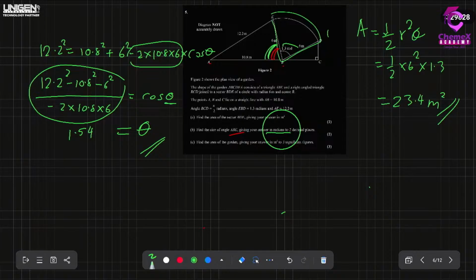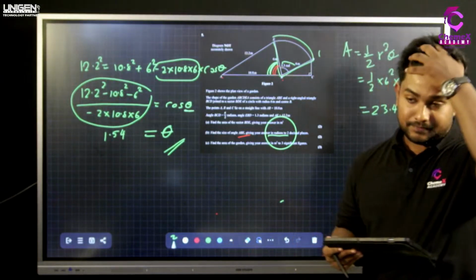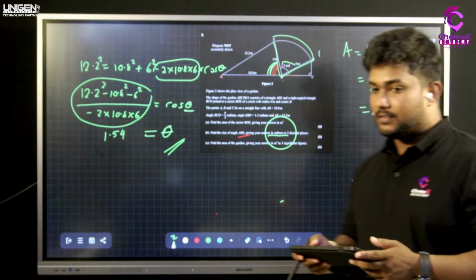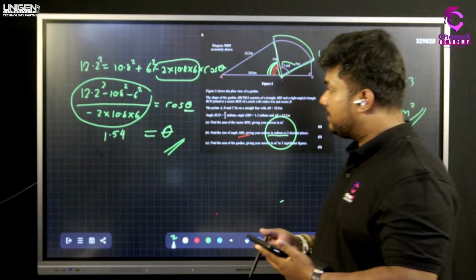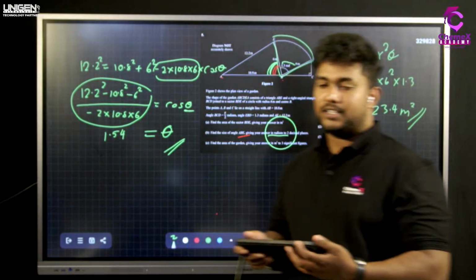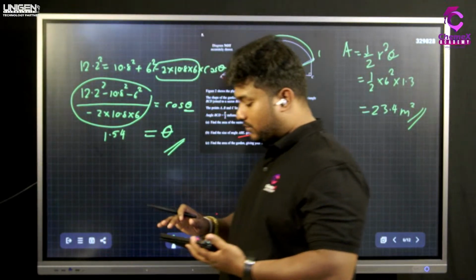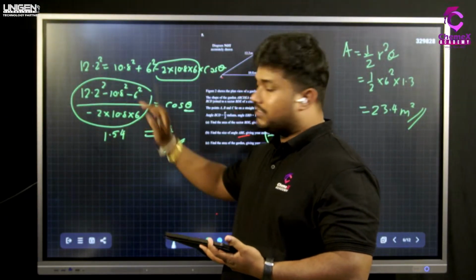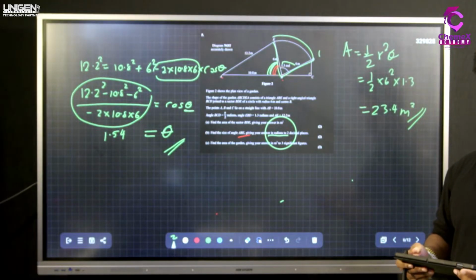Is there anyone who doesn't understand how to get this? Wait, sir, to get the cos theta value, we do it in radian mode, and then to get the final theta value, we do it in degree? No, you don't need to convert to degrees or anything. Get this answer in radian mode, then cos inverse, you just answer. You're already in radian mode, not degree mode. Got it?